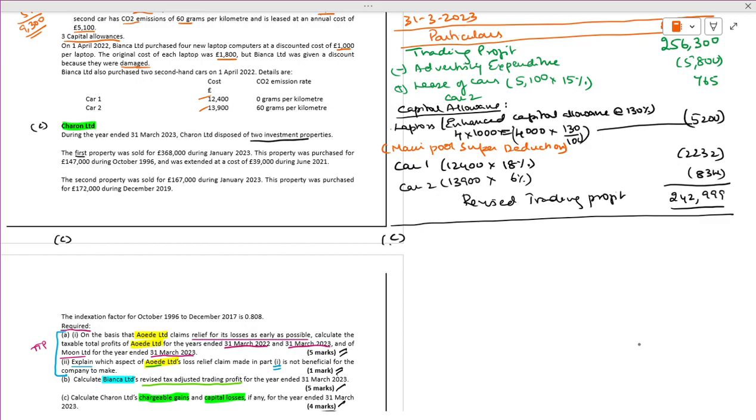The first property was sold for 368,000. The property was purchased for 147,000. They have extended it at a cost of 39,000 during the year. The second property was sold for 167,000. This property was purchased for 172,000. And see, this is very important, I will highlight this. The indexation factor for October 96 to December 17 is 0.808.